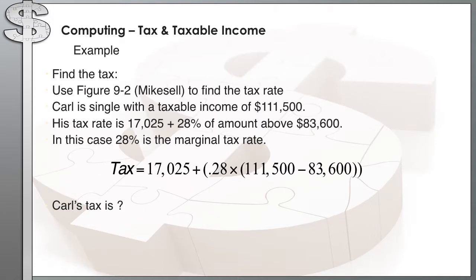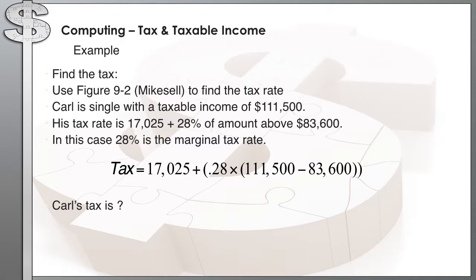Now, in this next example, we're going to use figure 9.2 from the textbook. In my book it is on page 410, to help us figure out the tax rate for Carl. Carl is single with a taxable income of $111,500. So using the federal rate schedule as outlined in figure 9.2, his tax is $17,025 plus 28% of the amount above $83,600. In this case, 28% is the marginal tax rate.